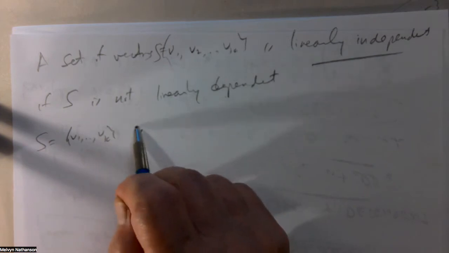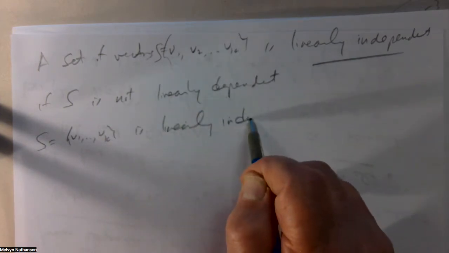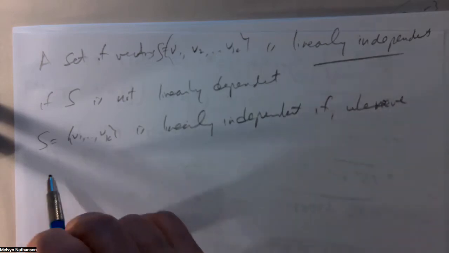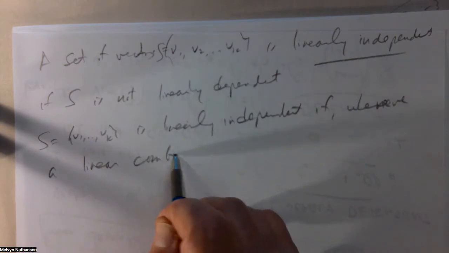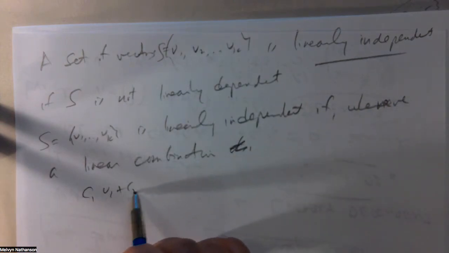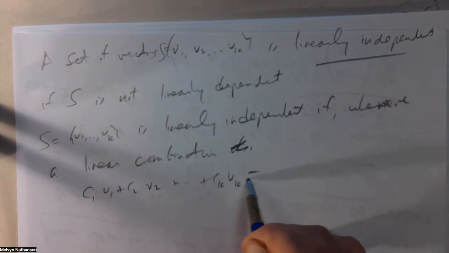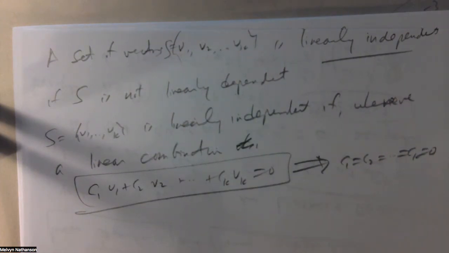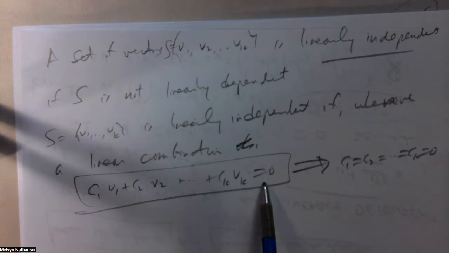Another way of saying this is that S, which is the set of vectors v1 up to vk, is linearly independent if whenever a linear combination of these vectors, c1 v1 plus c2 v2, and so forth, up to ck vk equals 0, that implies that, in fact, all the scalars must be 0. So for a linearly independent set of vectors, the only linear combination that gives you the 0 vector is the trivial linear combination where you multiply each vector by 0.